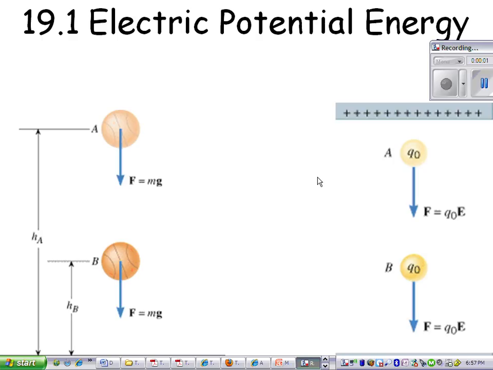In this video, we're going to look at electric potential energy and electric potential. If you think of a basketball as being lifted up in the air from position B to position A, it has increased its mechanical potential energy. Well, you can do the same kind of thing with charges.